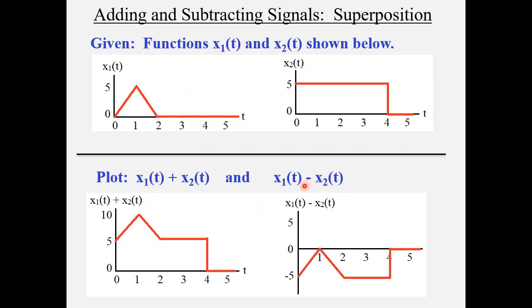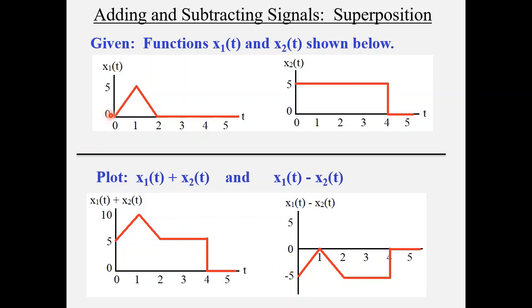Now what if we take x1 of t and subtract x2 of t? In other words, take this away from this. What do we get? We end up with this right here. This may not be quite as obvious as doing addition. One trick is to start at 0 and move to the right in time. At 0, this function is 0, but we have to subtract 5 from it. So that's why it starts at -5.